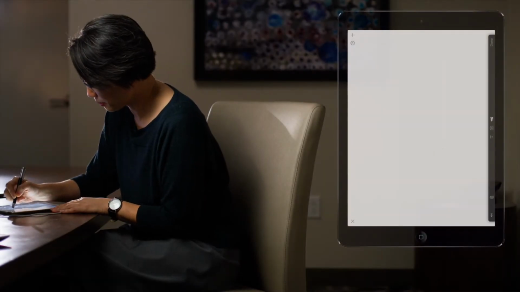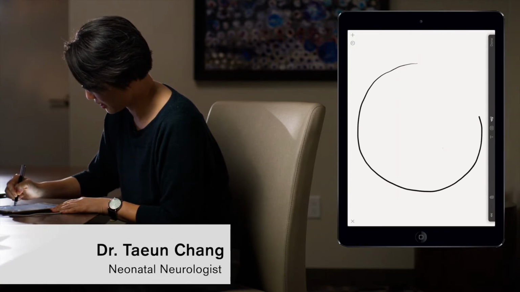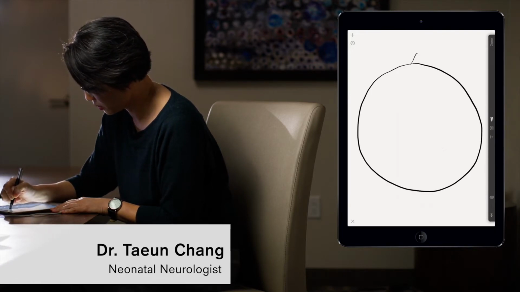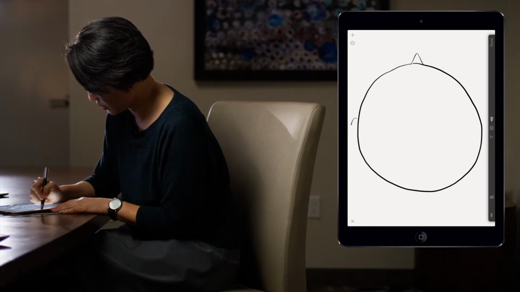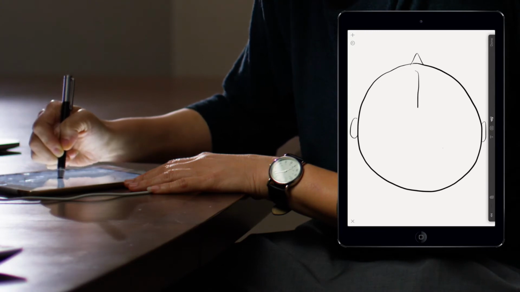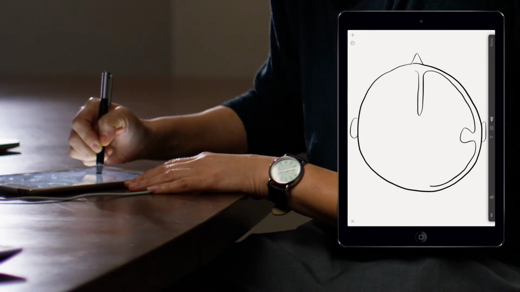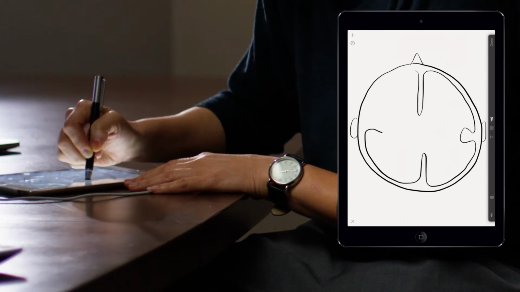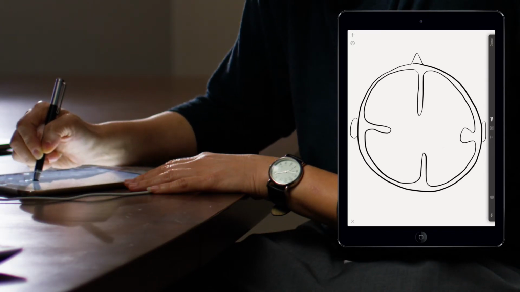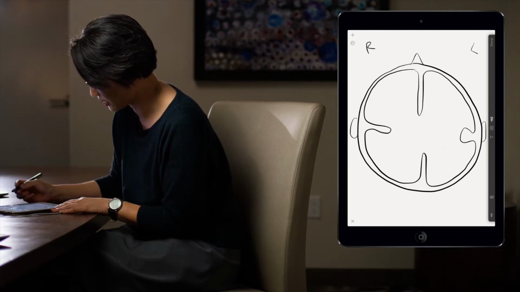So the basics of brain anatomy. Here's a head, we have a nose, 2 ears, and then we have a right side of the brain and a left side of the brain, just like we have 2 thumbs, 2 hands, and 2 feet. And everything is supposed to be very symmetric. And the brain is folding inside and outside. There's the right side and left side of the brain.